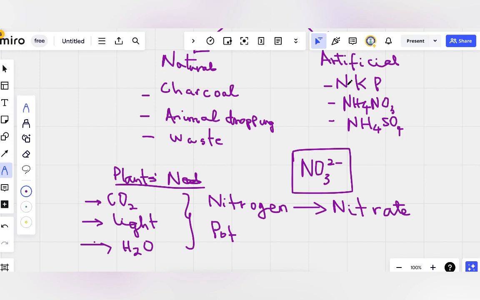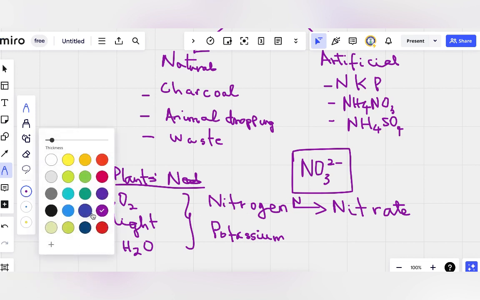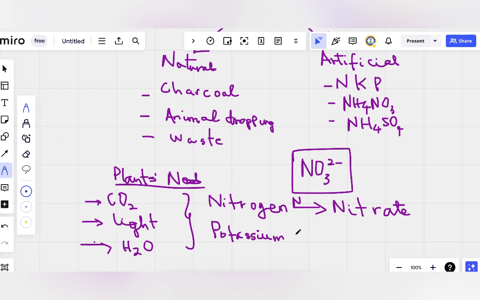Why? Because it contains nitrogen, phosphorus, and potassium, which the plant needs so dearly. These three elements are not the only elements the plant needs, but these are the main ones. When you say something needs something, you mention the main one first, the one you cannot do without. The main ones are nitrogen, potassium, and phosphorus.